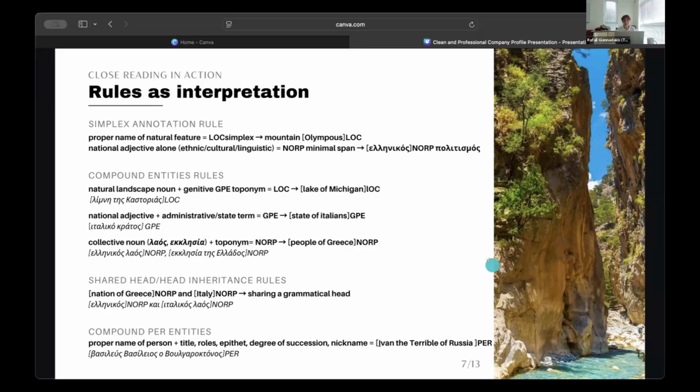Nation of Greece, for example, and Italy. These are not GPEs. These, in fact, are NORPs, people of Greece and people of Italy. Two NORPs, not GPEs. I won't go into more depth here. These rules are enough. After all, writing the rule is only half of the work. The other half is testing whether the model executes these rules correctly.